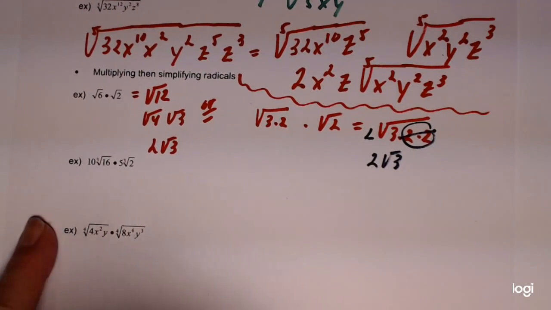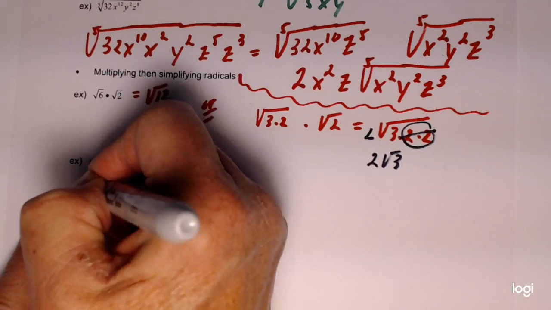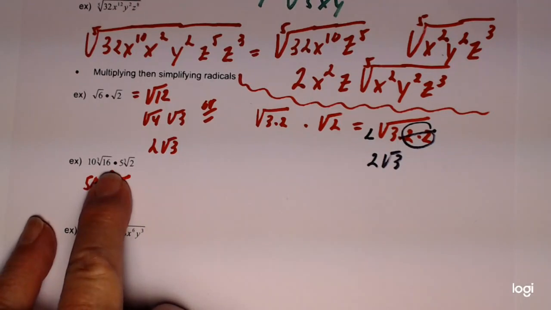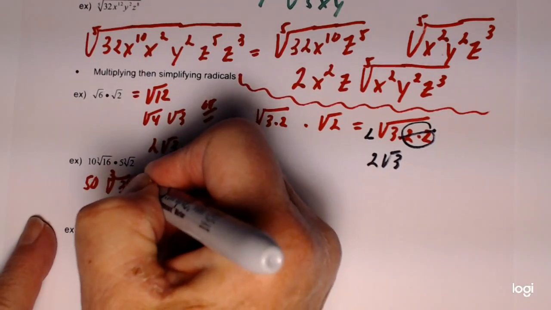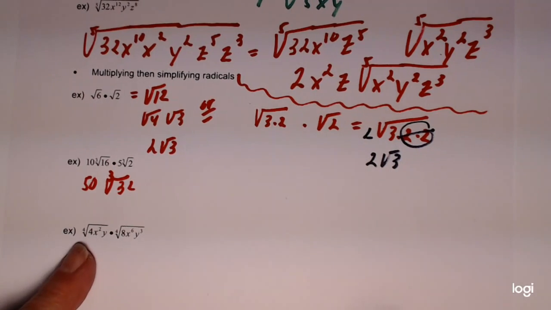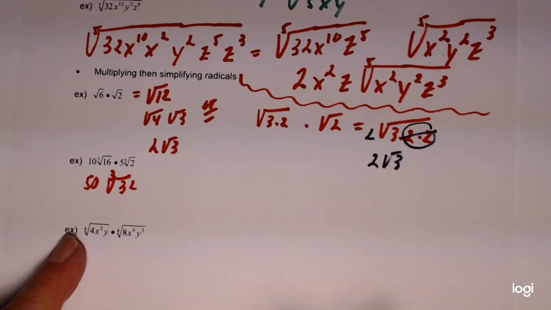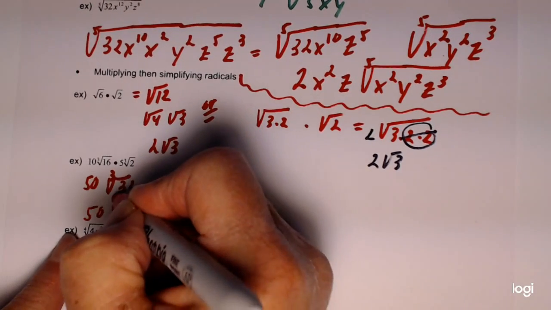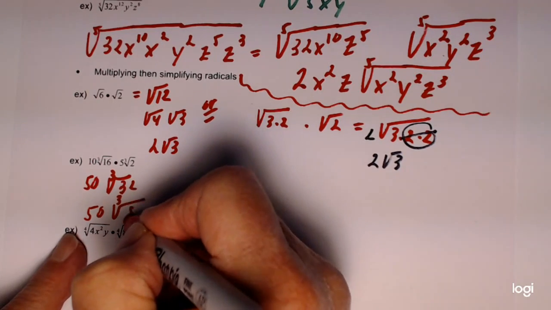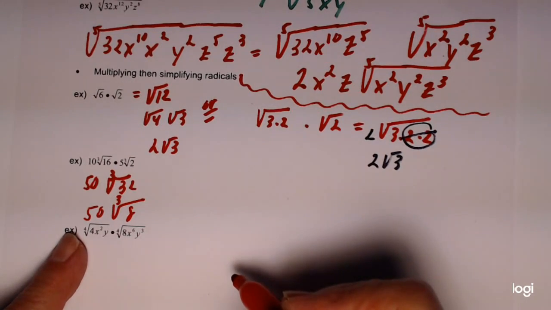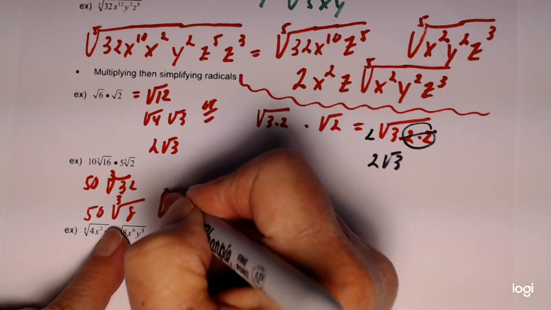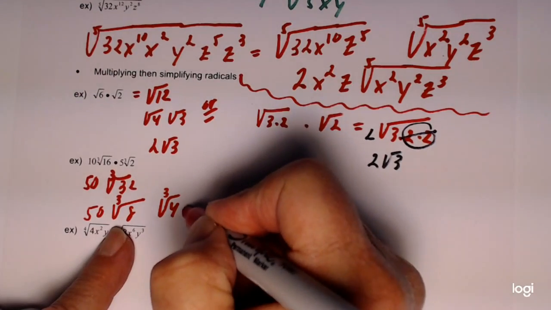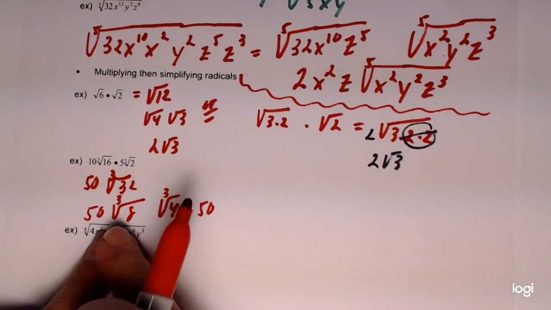So 10 times 5 is 50. We multiply the numbers outside the radical. And now inside the radical, 16 times 2 is 32. So we've done the multiplication, and now we work on simplifying. So here, cube root of 32 is the cube root of 8 times the cube root of 4. 8 times 4 is 32. And then cube root of 8 is 2.